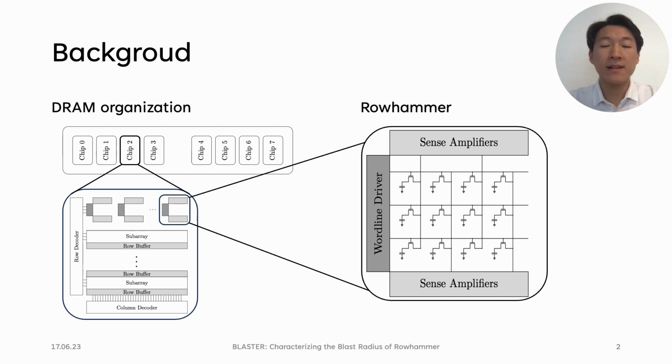Rowhammer is a vulnerability in DRAM that occurs when a specific row, known as the aggressor row, is repeatedly accessed. If the aggressor row is repeatedly activated and pre-charged, its word line voltage toggles, which causes interference in the neighboring cells. This interference leads to accelerated charge leakage in the cells of nearby rows. Ultimately, this results in the victim row being unable to retain data until the next refresh operation, causing bit flips.